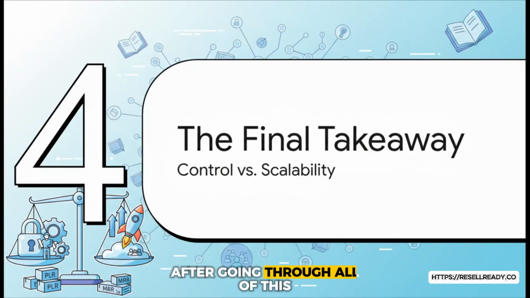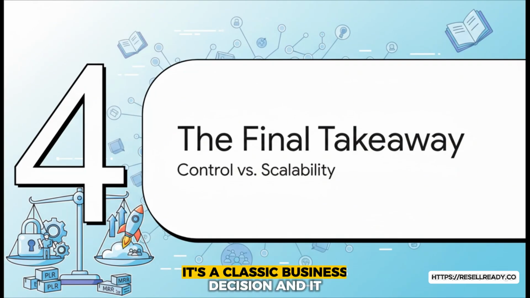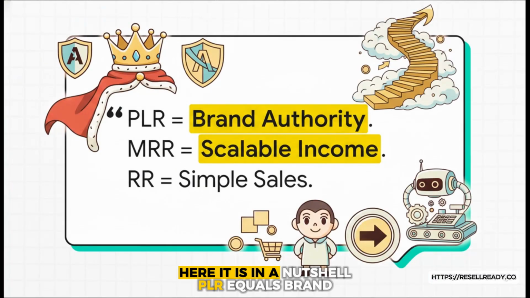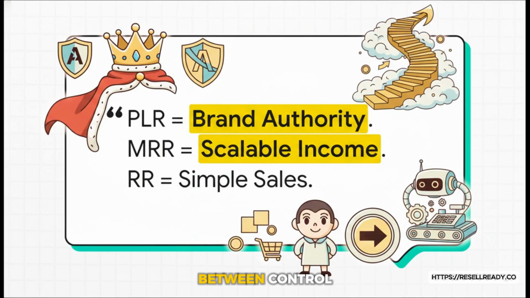You know, after going through all of this, it really just boils down to one simple trade-off. It's a classic business decision, and it applies perfectly right here. Here it is in a nutshell. PLR equals brand authority. MRR equals scalable income. And RR equals simple sales. That's it. If you want to be known for something special and unique, you choose PLR. If you want to build a sales machine that can grow and grow, you choose MRR. And if you just want to get started with the easiest path possible, you choose RR. It's that classic choice between control, scale, and simplicity.